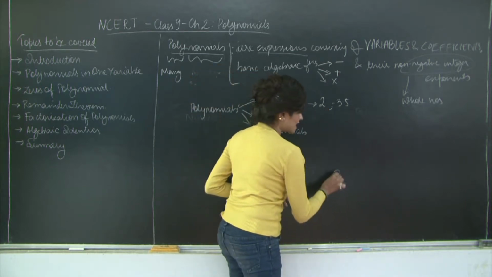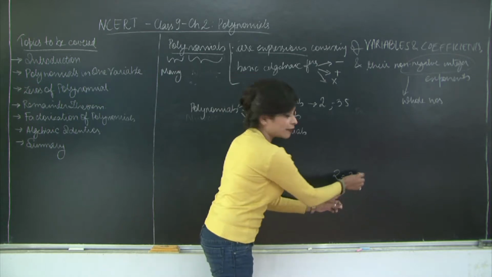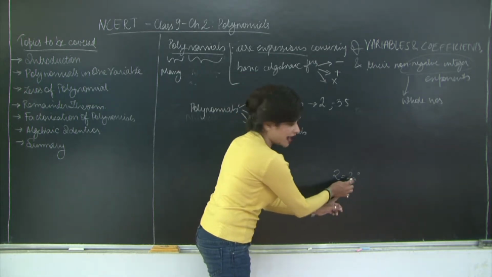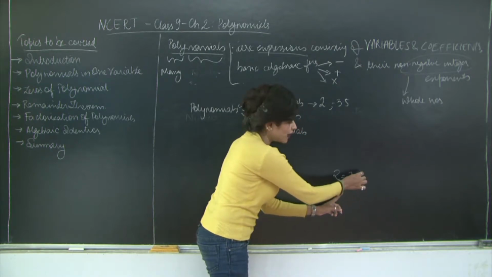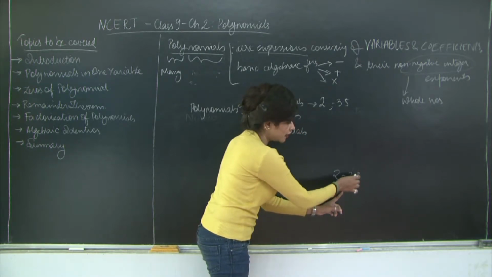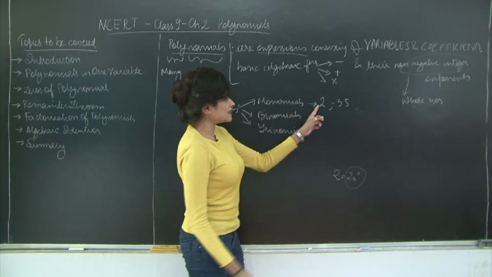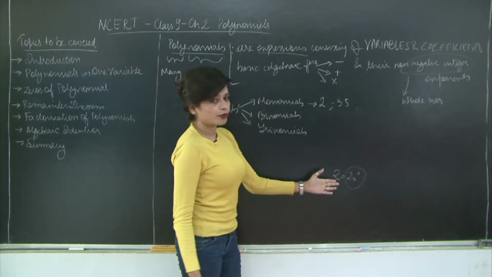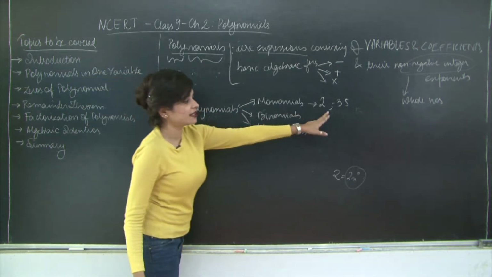Why does this become a polynomial? 2 can be written as 2x raised to the power of 0. Anything raised to the power of 0 is 1. So here you have a variable, you have a coefficient, and you have a non-negative integer exponent, and this is one single term. So one single term here is your monomial. Monomials are nothing but polynomials that are made up of only a single term.